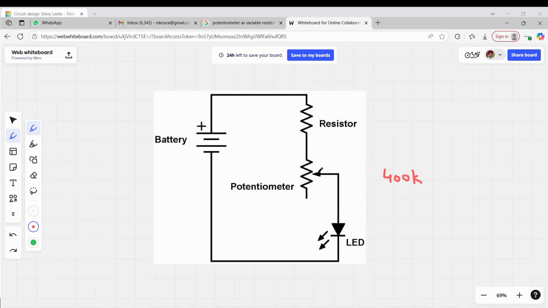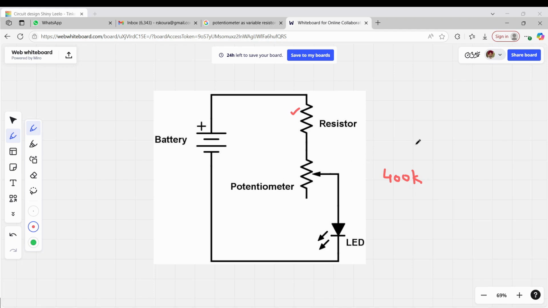Now we have put on the wiper a load, which is an LED. A load actually means this where the output is going to come. And we have put a resistor here. Why do you think we have put this resistor? Why do we need this resistor here? This is a question that I need you to answer in the comments below.